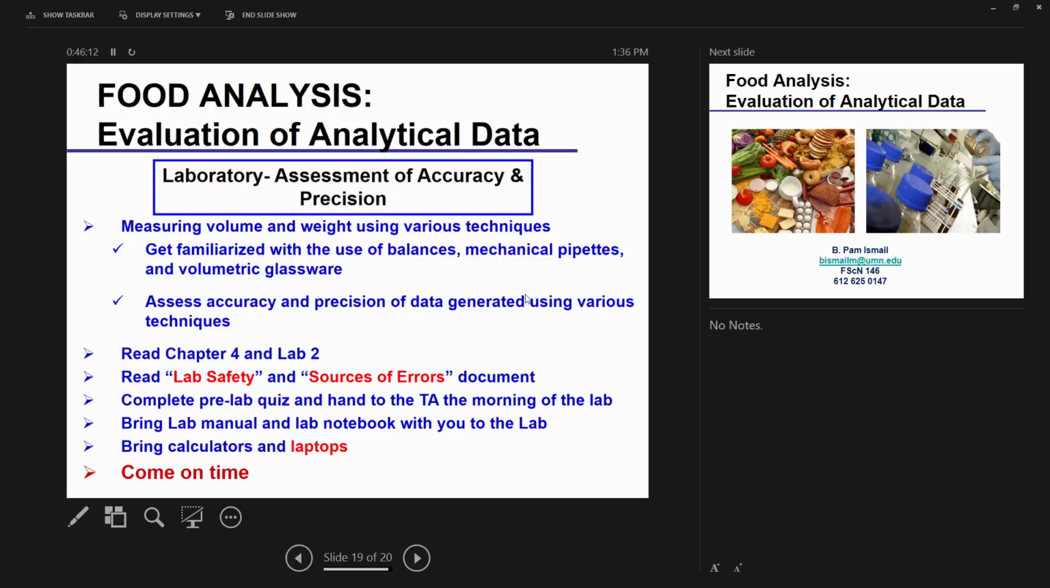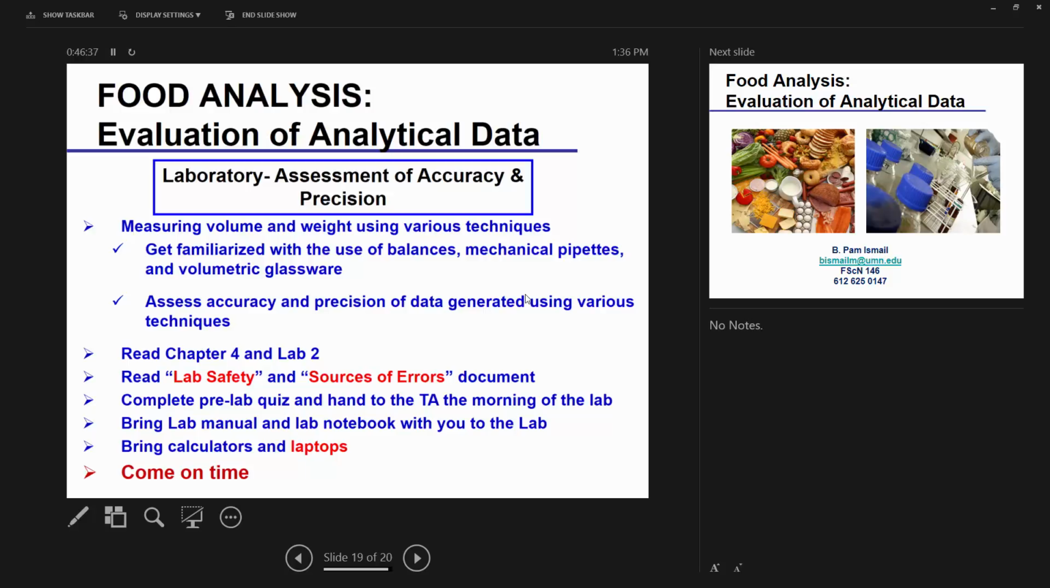So in order to prepare, please read chapter 4 and we're going to use the lab manual. So not the packet, the actual food analysis lab manual. Please familiarize yourself with the safety and sources of error for the first lab that we're going to have in the actual wet chemistry lab. So you need to know that. There will be a pre-lab quiz.